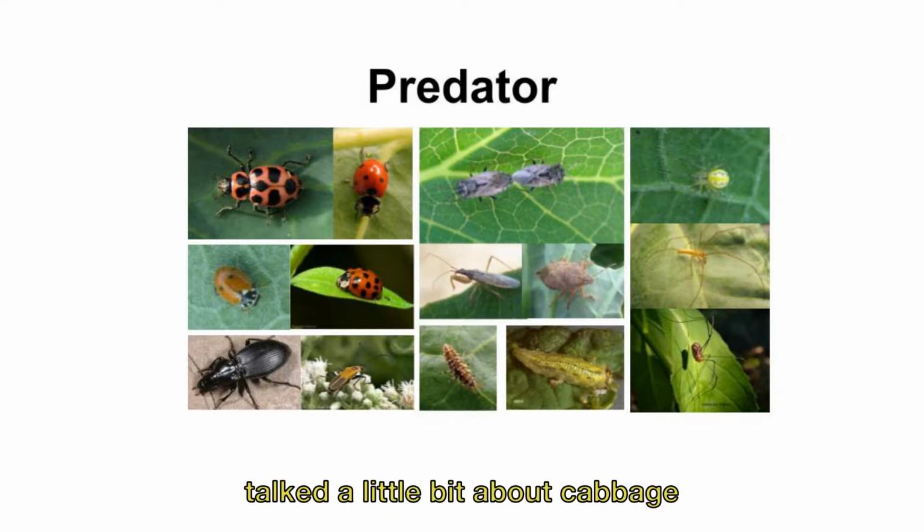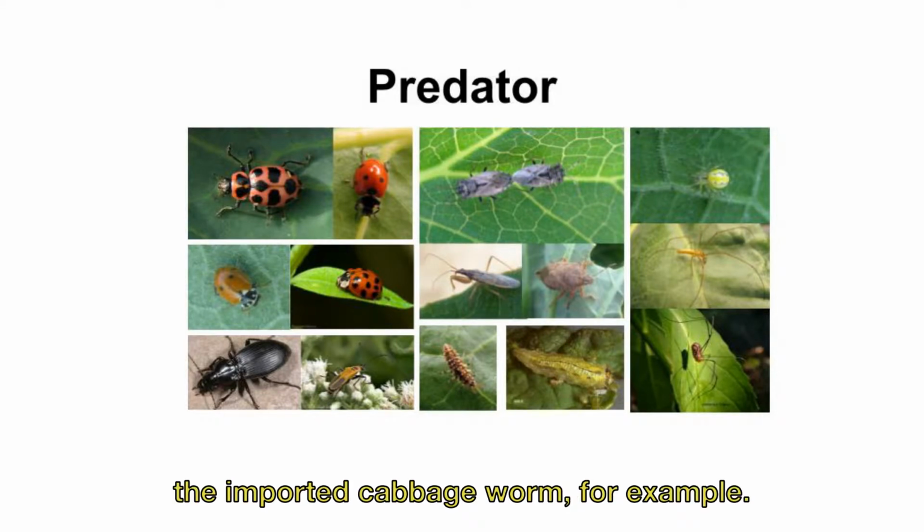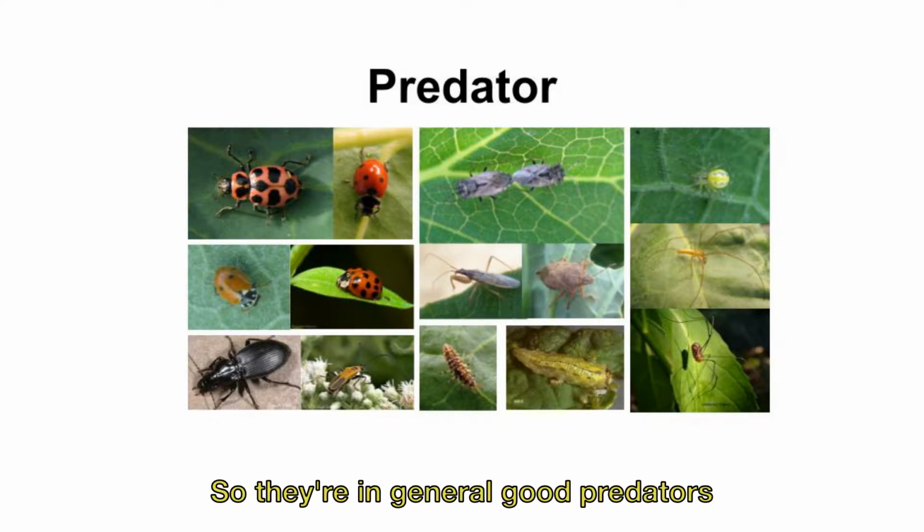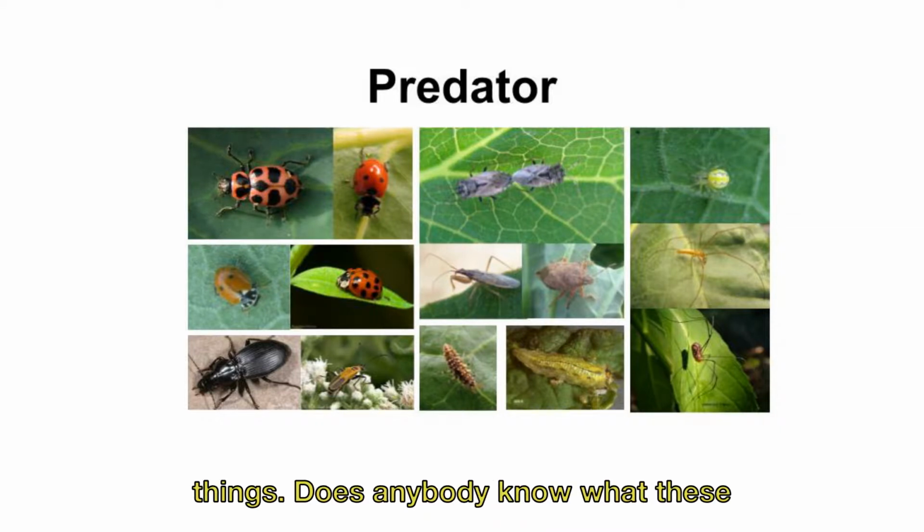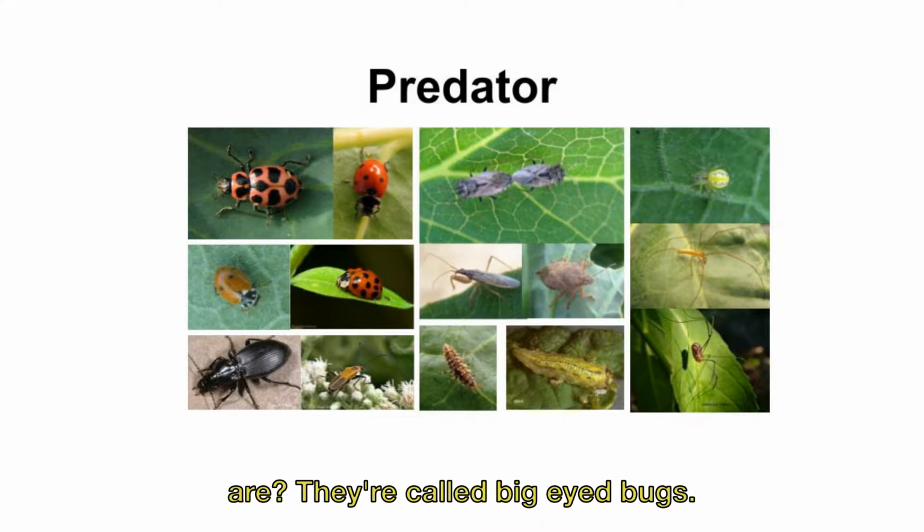So we talked a little bit about cabbage pests. They will eat eggs of the imported cabbage worm, for example. So they're, in general, good predators to have around. Then we have these things. Does anybody know what these are?